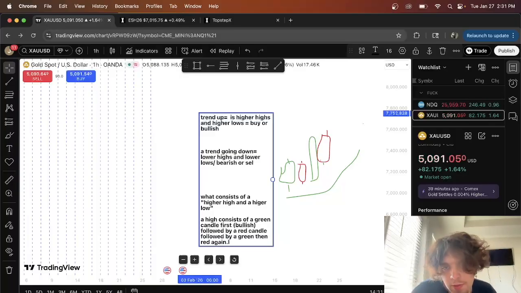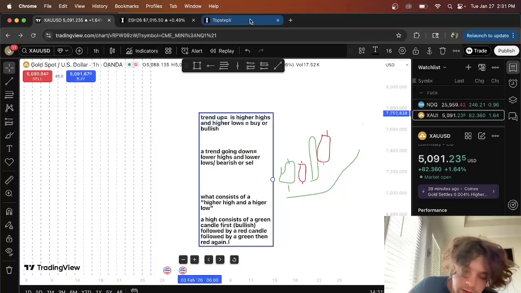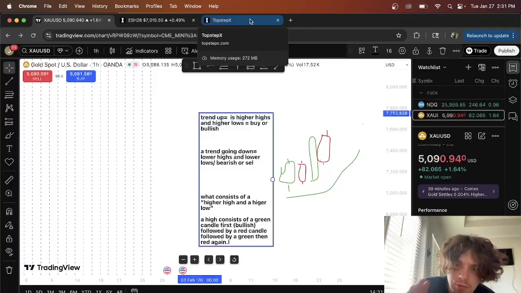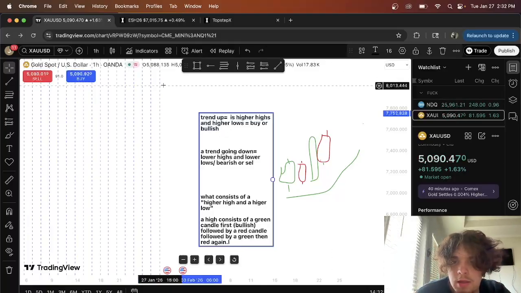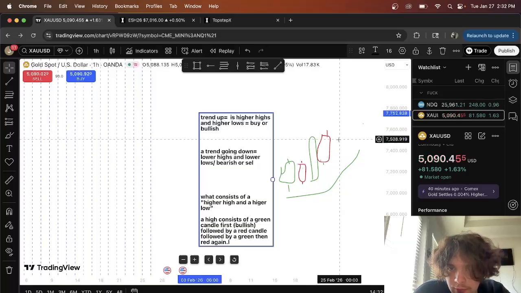Right? It doesn't have to be perfect. It doesn't have to be red, green, whatever. It doesn't have to be all that. It could be 18 green candles in a row, and the trend is still going up, right? So what I mean is, what is a high? A high is when you have a green followed by a red candle, right? That would be a high.